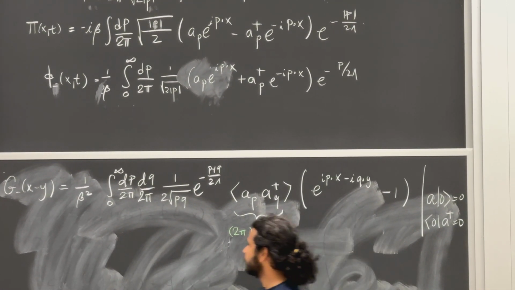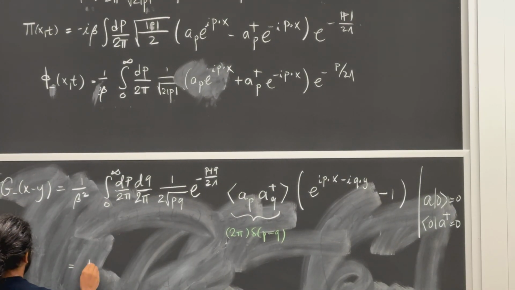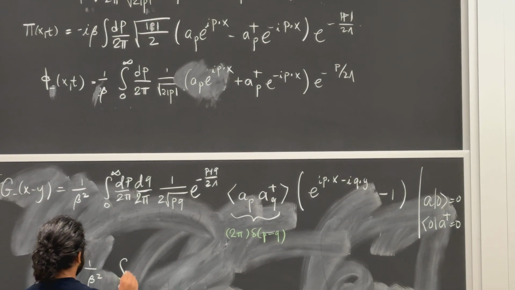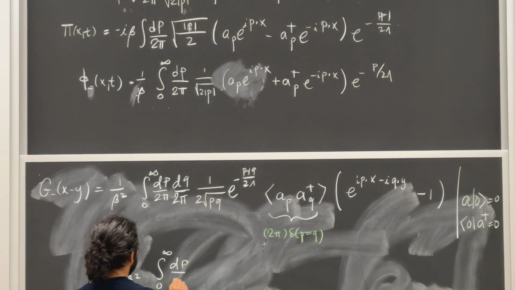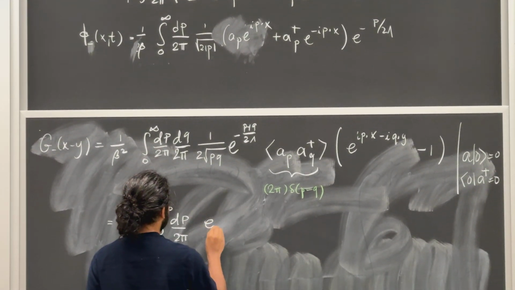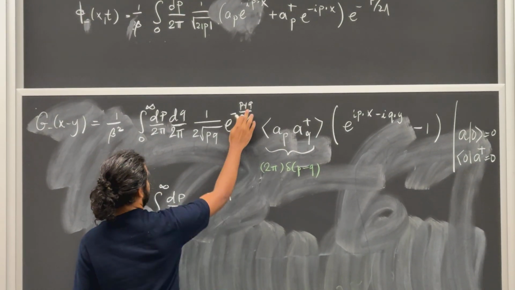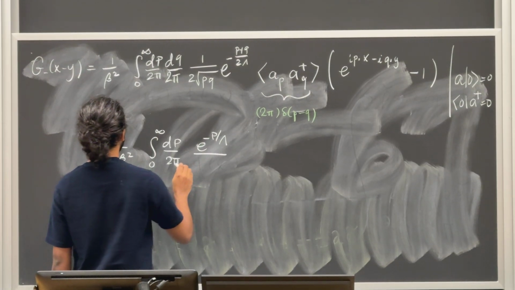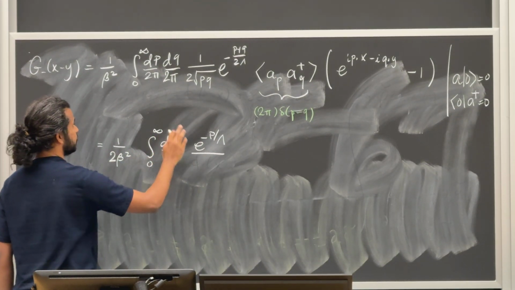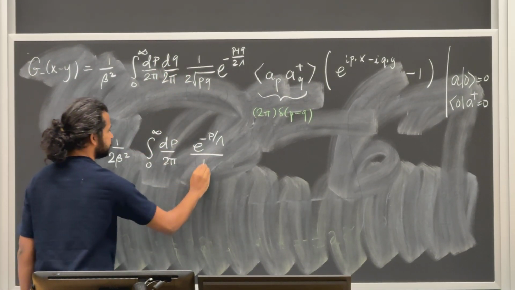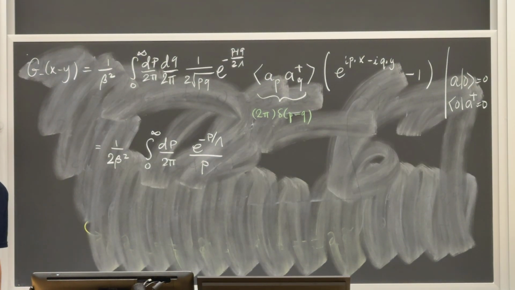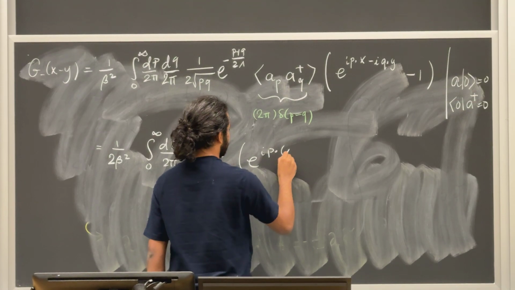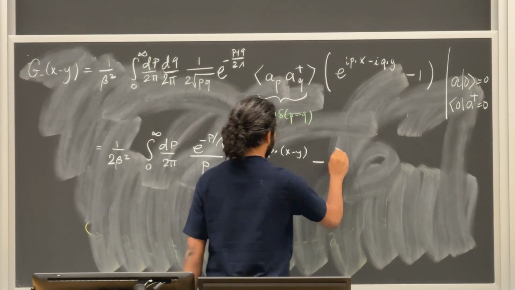Now I can perform one of the integrals. I get beta squared, integral from 0 to infinity, 2 pi e to the minus p by lambda. p and q are the same thing now, by factor of 2 from here. The square root of pq becomes just p because p and q are the same thing, and e to the i p dot (x minus y) minus 1.